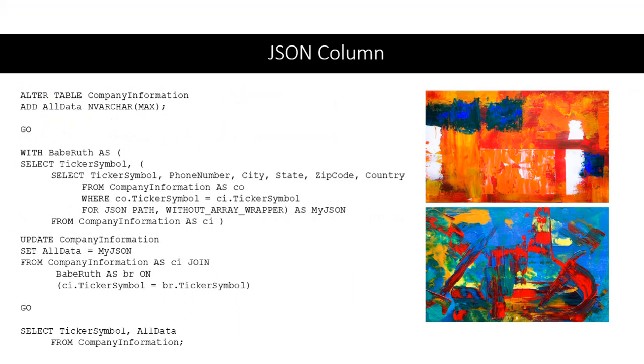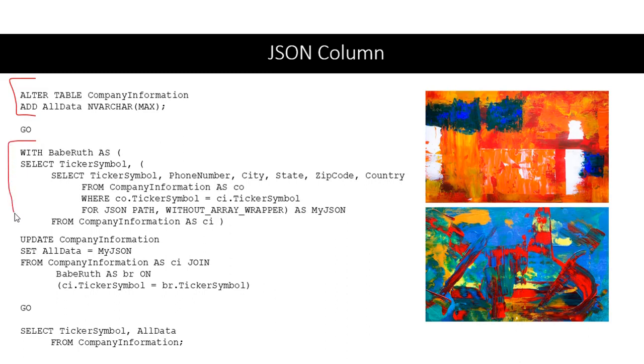The next thing we want to do is add a new column and put data from the other columns into the new column and have that data be in JSON format. So here we add a new column that's going to be called all data, and it's a very large string variable, nvarchar(max). That's where we're going to stuff all our JSON.